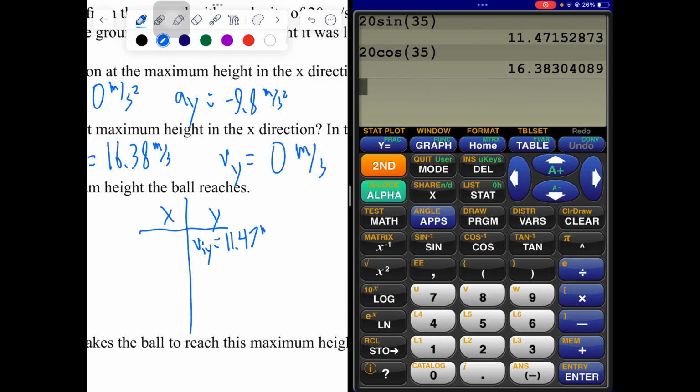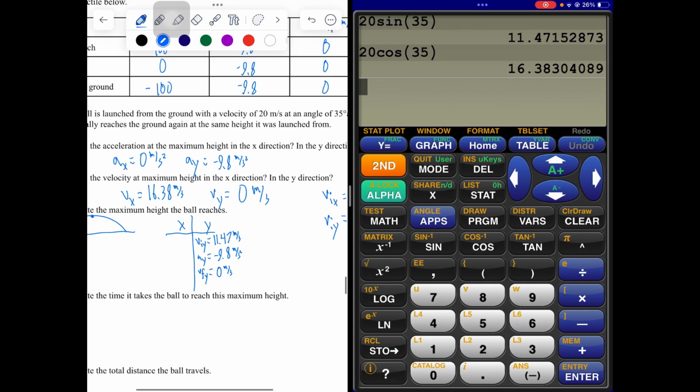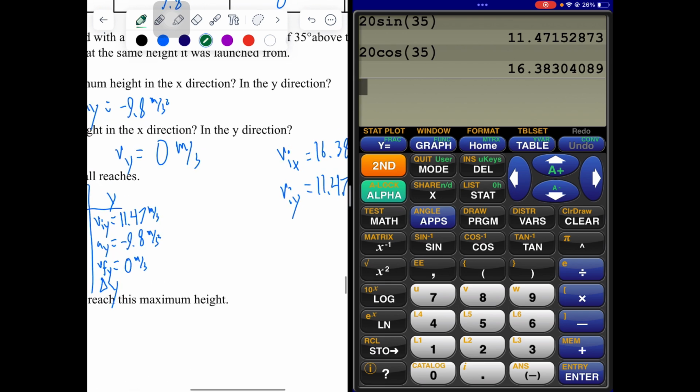11.47. We know the acceleration in the y, negative 9.8. We know the final velocity in the y at the maximum height is 0. We want maximum height, delta y. So what we could do, we don't want time. There's an equation that lets us avoid using time. That equation is final velocity squared equals your initial velocity squared plus 2 acceleration delta y.